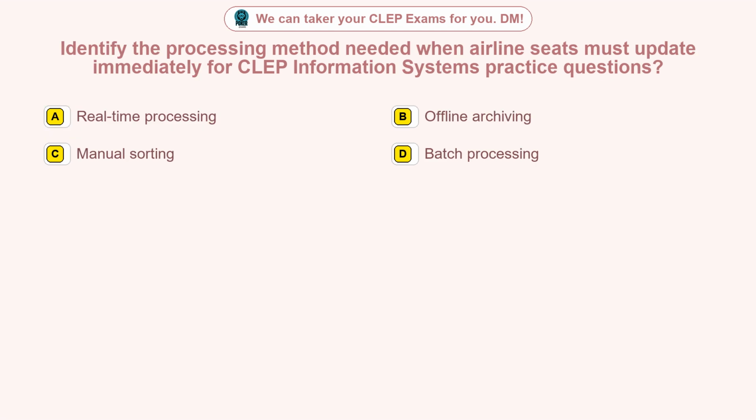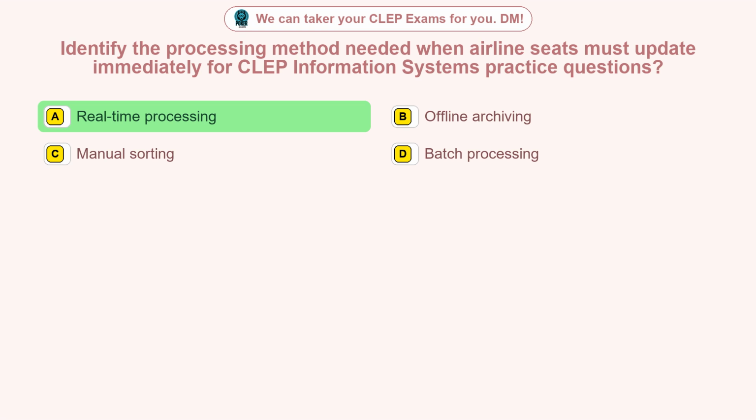Question 21. Identify the processing method needed when airline seats must update immediately for CLEP Information Systems practice questions. Option A. Real-time processing. Option B. Offline archiving. Option C. Manual sorting. Option D. Batch processing. The correct answer is option A.